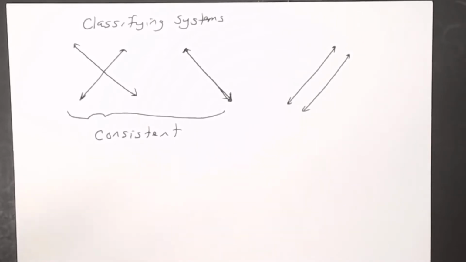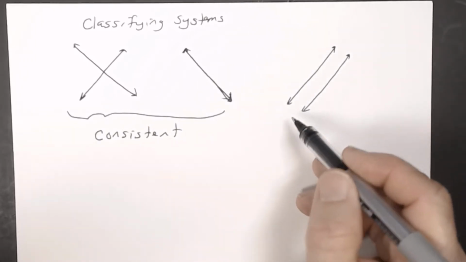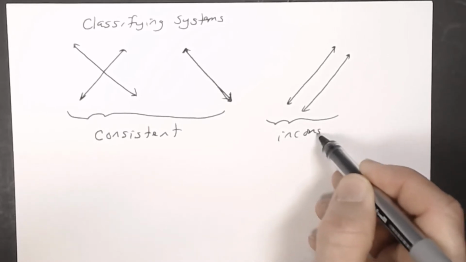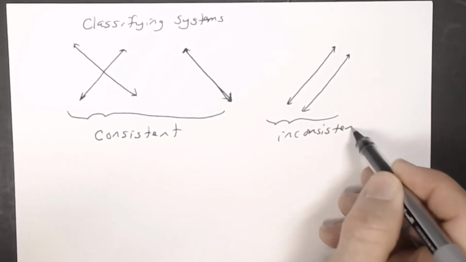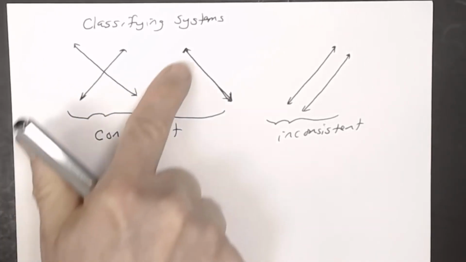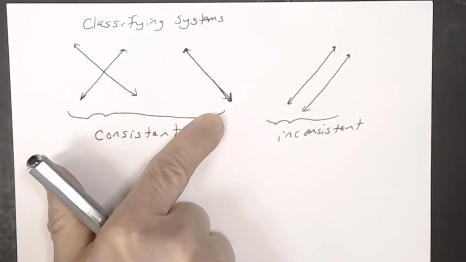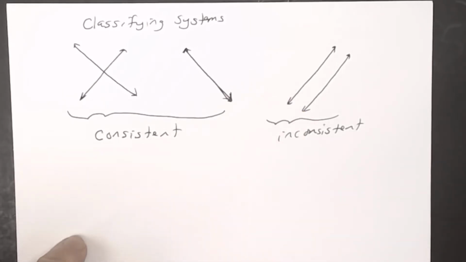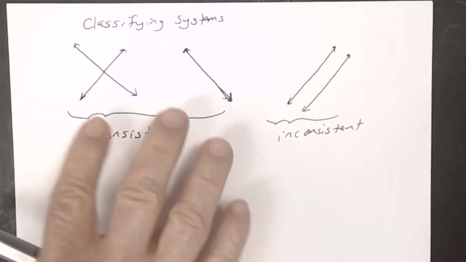If there is no solution, we say it's inconsistent. So consistent, you have one solution or an infinite number. Inconsistent means you have no solution. Okay, now we can go a little bit further.